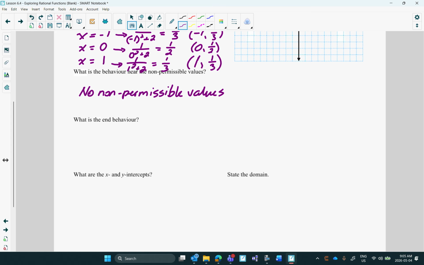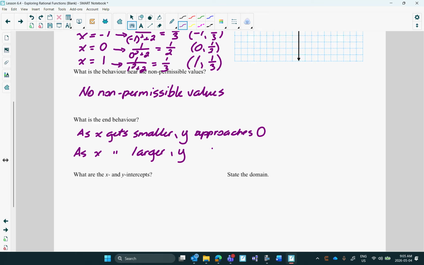What's the end behavior on the left and the right? Well, as x gets smaller, y keeps getting closer to 0, but never touches it. As x gets larger, y does the same thing. It approaches 0, but never touches it.